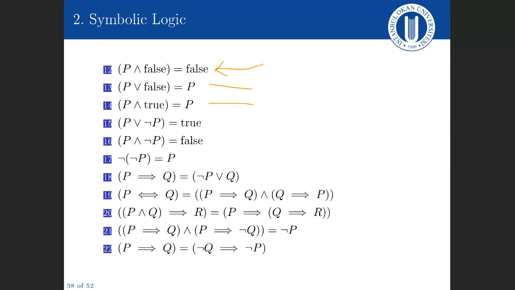P and false is always false. P or false is the same as P. If P is true, both sides are true. If P is false, both sides are false. P and true is also equal to P.